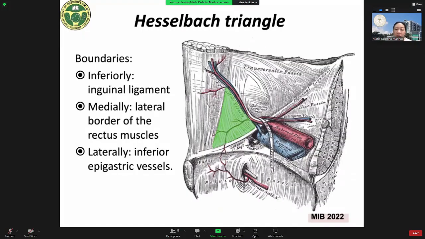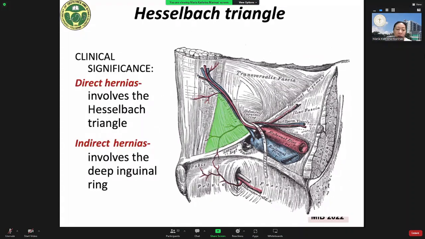On each side of the lower anterior abdominal wall is the Hesselbach triangle, represented by the green triangle here. And this is bounded by the inguinal ligament, the lateral border of the rectus muscles, and the inferior epigastric vessels. So knowledge of the Hesselbach triangle is also important, since we know that direct hernias protrude through the abdominal wall in the Hesselbach triangle, whereas indirect hernias do so through the deep inguinal ring lying lateral to the triangle.